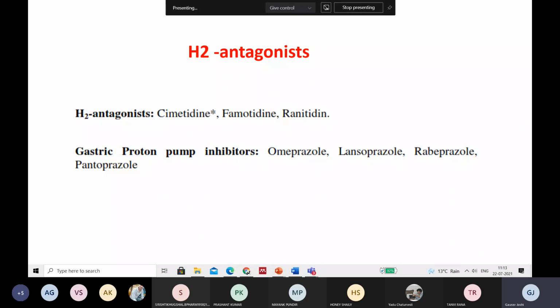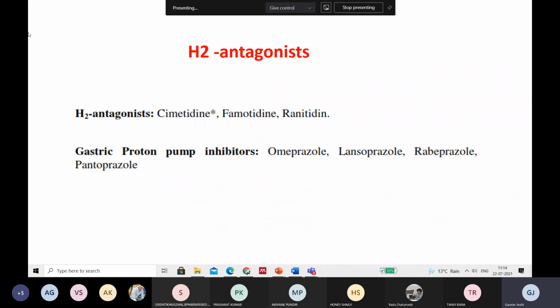Now today we are going to start with the H2 antagonists. During my first lecture, I mentioned that there are four types of histamine receptor: H1, H2, H3 and H4. H3 and H4 are confined to the CNS and are not in your syllabus currently. The H1 receptors are involved in causing allergies, while the H2 receptors are involved in causing ulcers by releasing HCl in the stomach.